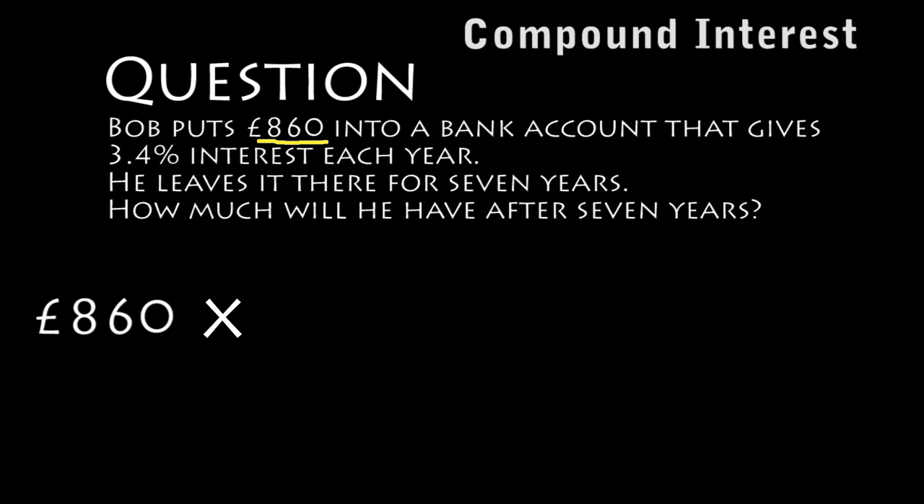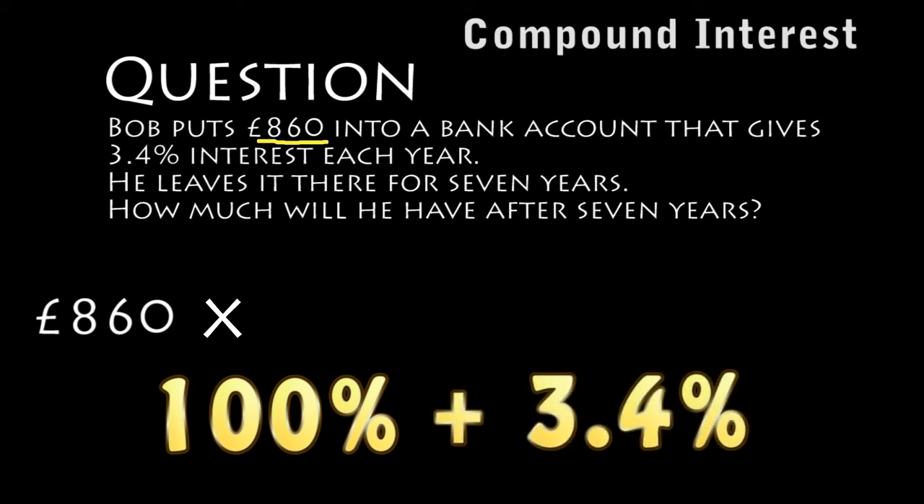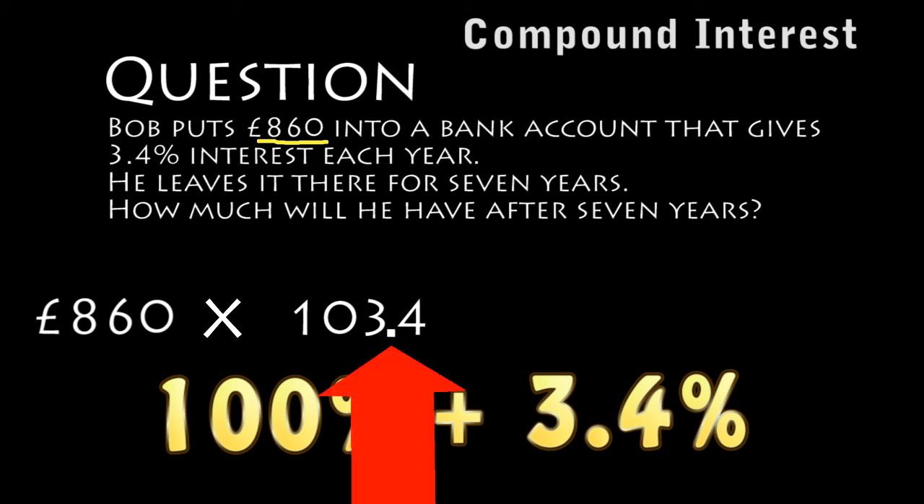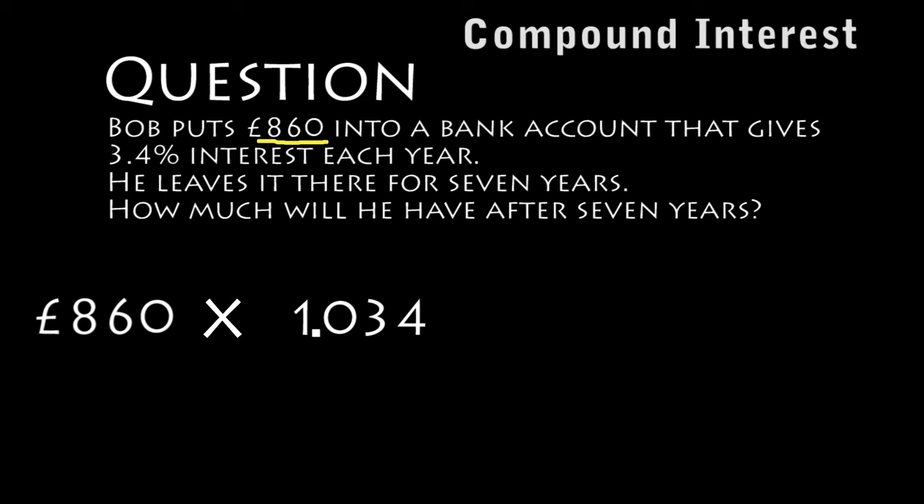Let's just recap how to work out the correct number to multiply by. Remember, the percentage increase is 3.4%, so we start with 100%, add on 3.4%, that gives us 103.4%. Turn that into a decimal, and that gives us 1.034.